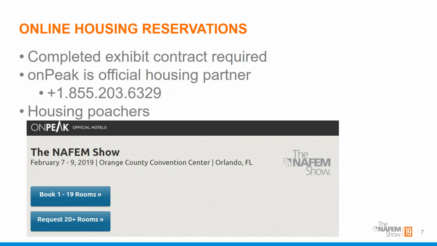On Peak does not solicit and does not send emails or make phone calls to NAFEM members and exhibitors. If you receive an unsolicited email or a phone call from a housing provider, that is your red flag. They are not officially connected with NAFEM. We recommend you use On Peak to make your reservation process easy and hassle-free, which you can do via the link that you'll find in your confirmation email. On Peak is also on site at the NAFEM show to assist you during the show if you need it.